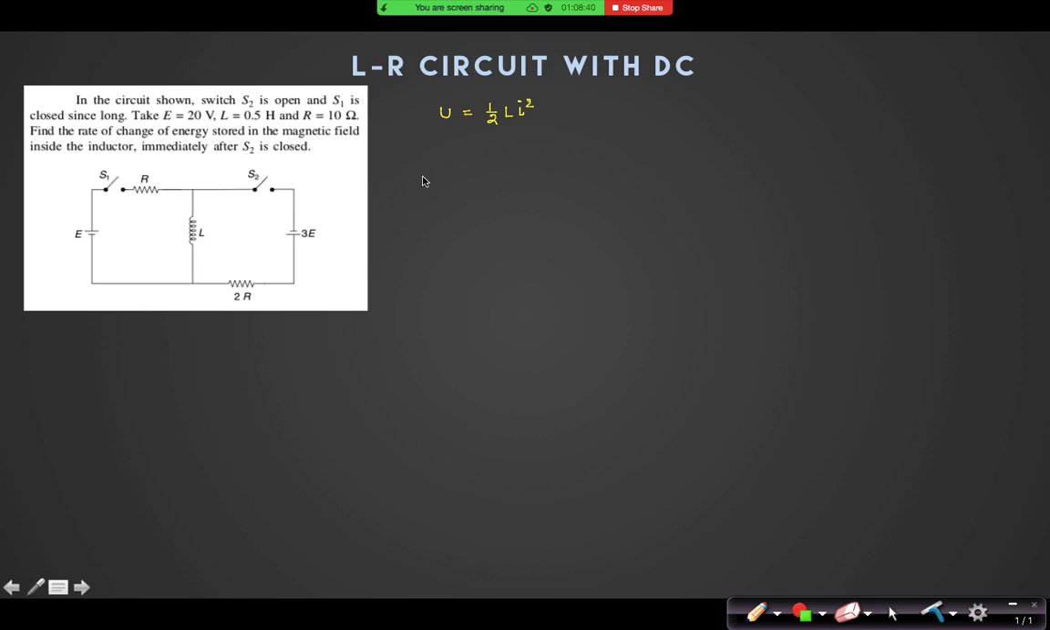Anyone got any answer? Again, it depends on the property of inductor that it does not change the current instantly. What is energy stored in the inductor? Can I say it is half L I square? So the question is rate of change of the energy. So I have to calculate dU by dt, yes or no? Into 2I into dI by dt. So basically I have to calculate L into I into dI by dt.